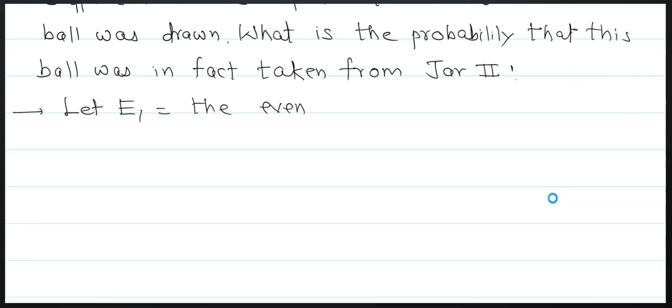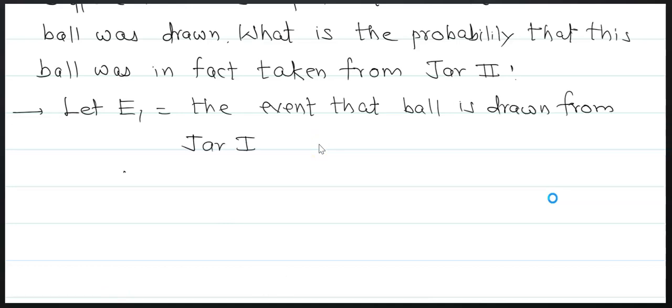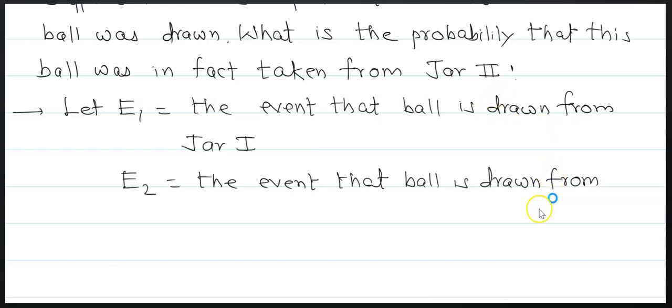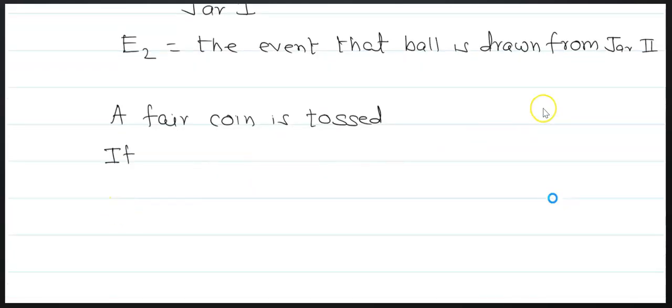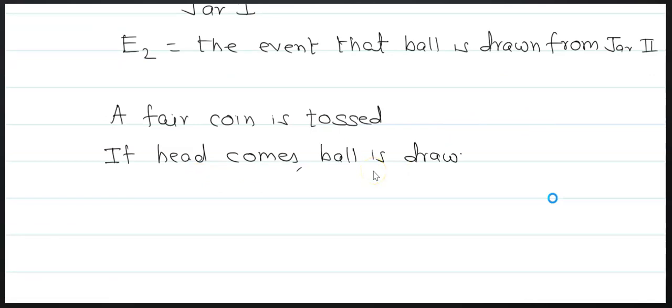Let E1 be the event that the ball is drawn from jar 1, and E2 the event that the ball is drawn from the second jar. A fair coin is tossed. If the head comes, the ball is drawn from the first jar. If the tail comes, the ball is drawn from the second jar.